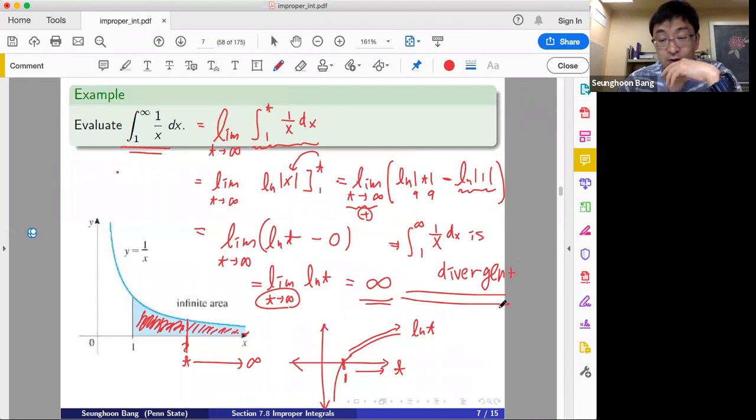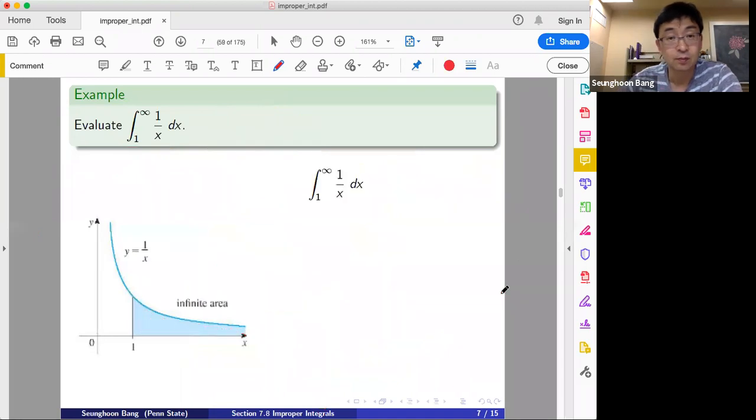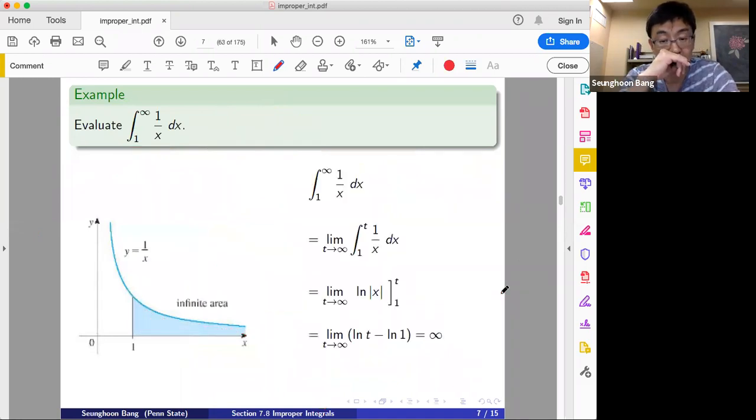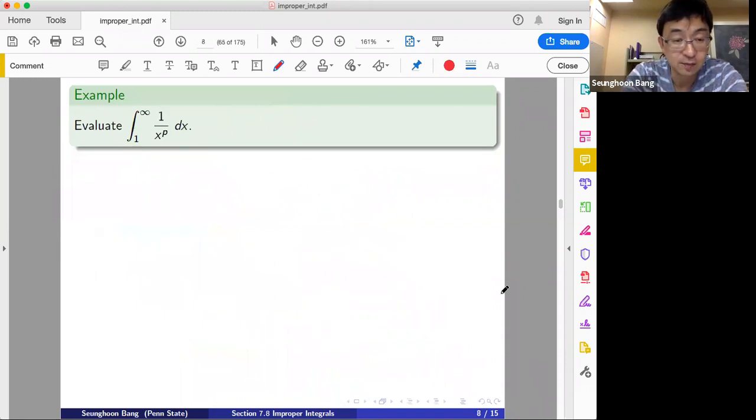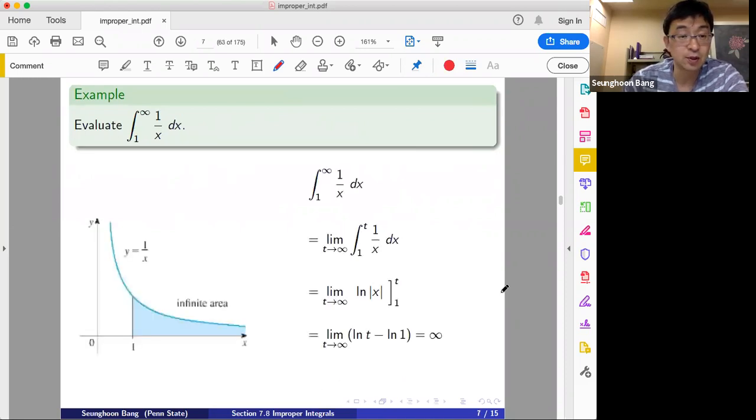The divergent. That's right. This is the whole idea for solving this problem. Next, we think about one general form: the integral from 1 to infinity of 1 over x to the power p dx. Case 1: p equals 1. So from the previous example, it is right here.